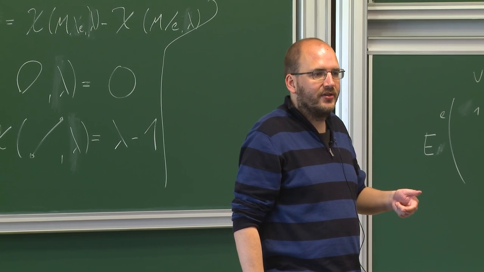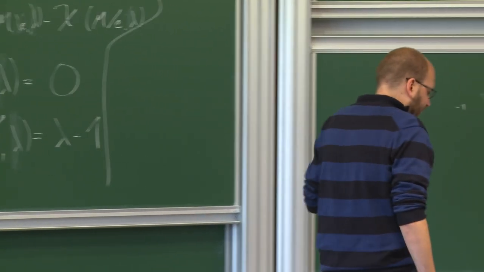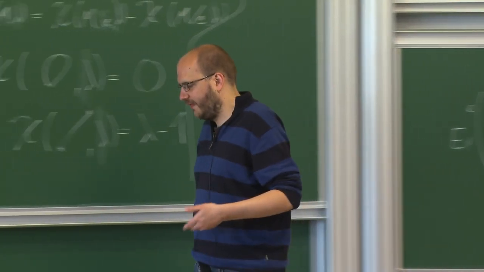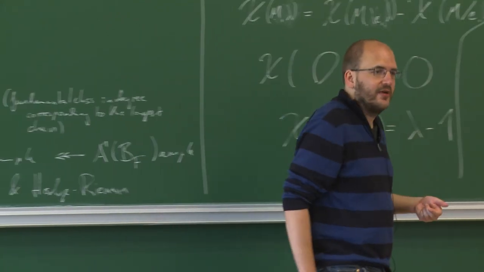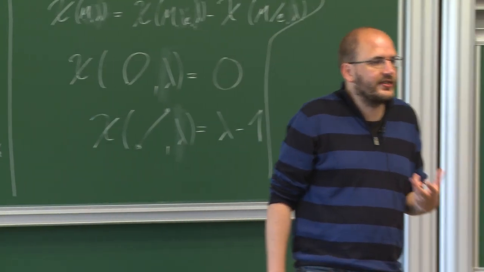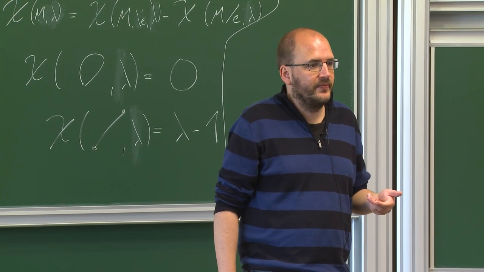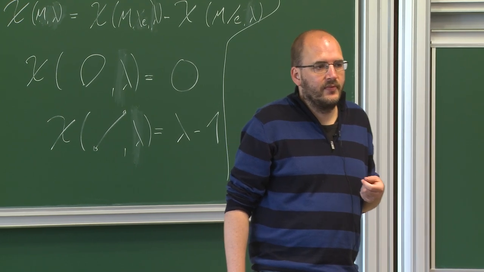Where is the chromatic polynomial? Did you define it? Yes. I think we did it maybe in the first lecture. The chromatic polynomial is just the function in terms of lambda of how many colorings there are. How many proper vertex colorings are there of your graph with lambda colors? That's it.